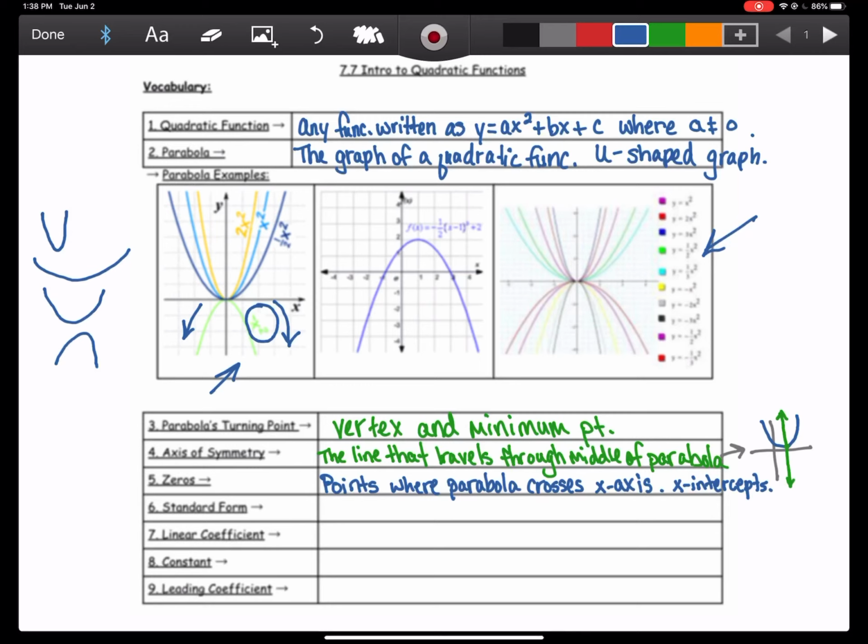Okay, standard form. We've seen this before. When a polynomial is placed or arranged in ax squared plus bx plus c form, and that means it's simplified and in descending order. So standard form, I'm just going to write ax squared plus bx plus c. It's got to be simplified, so no like terms, and it's got to be in descending order.